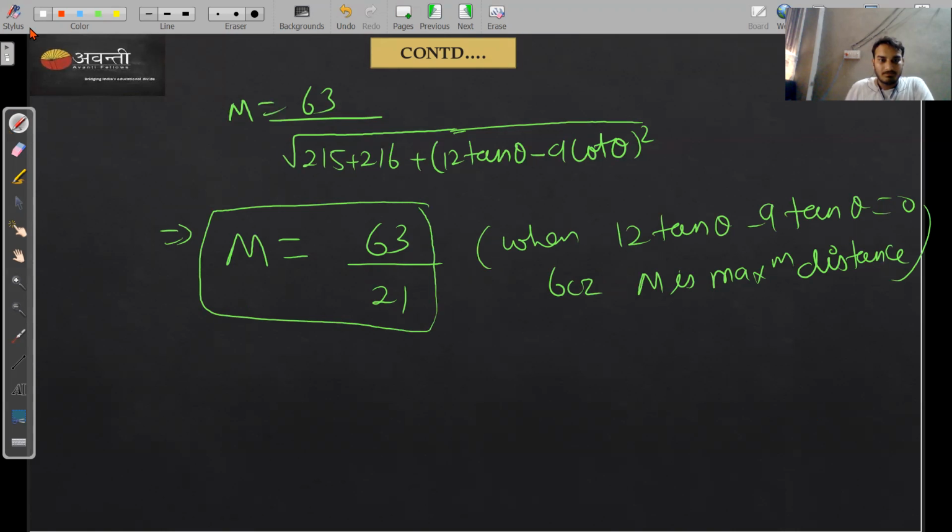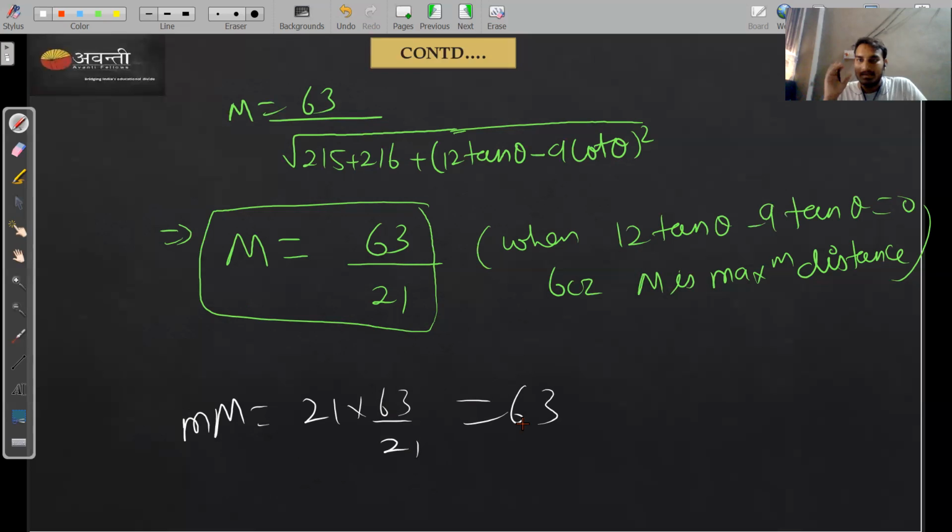Now we get the answer, right? Small m capital M is 21 times 63 by 21. So 63 is your right answer. Okay. Any doubt, student? See, it is an important question. Now you can also find the coordinates of the point on the ellipse by getting the theta from this equation, right? But it has asked for the small m capital M product, so that is the other answer, right?